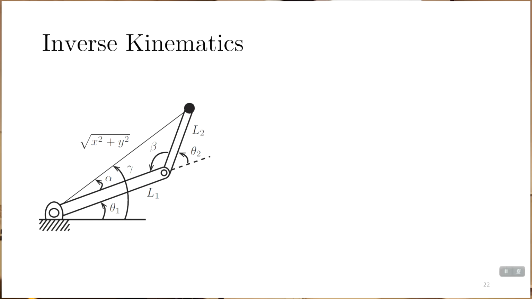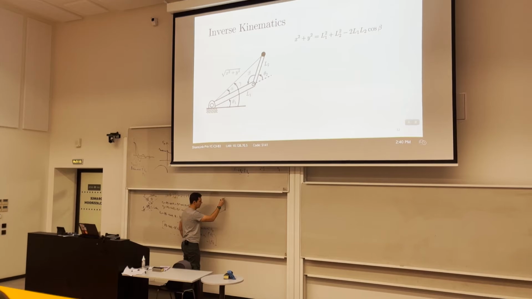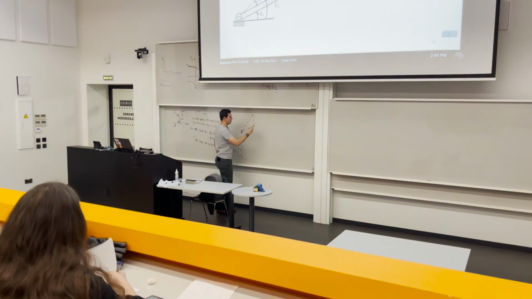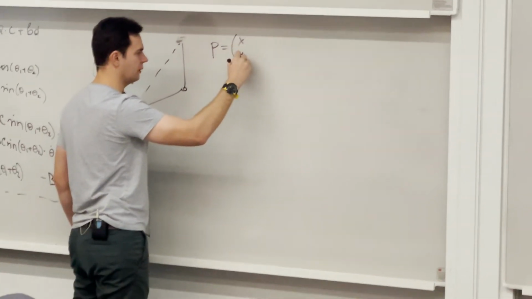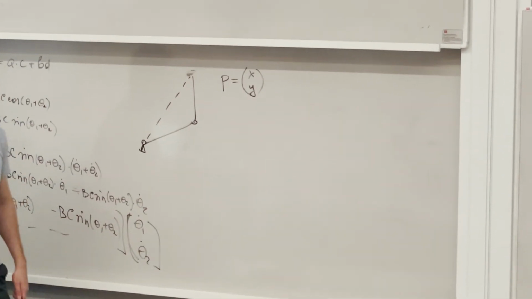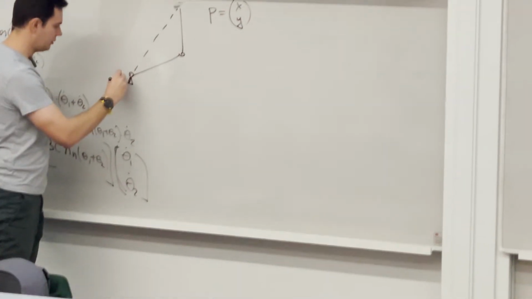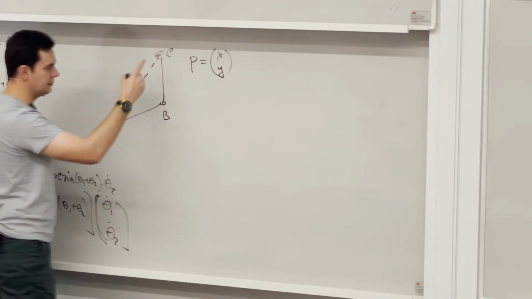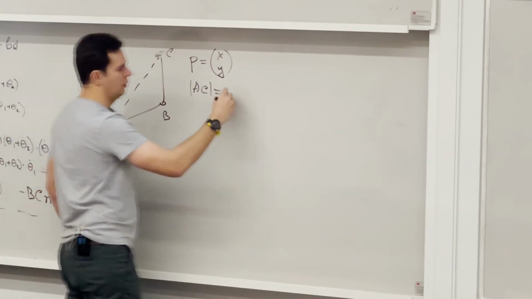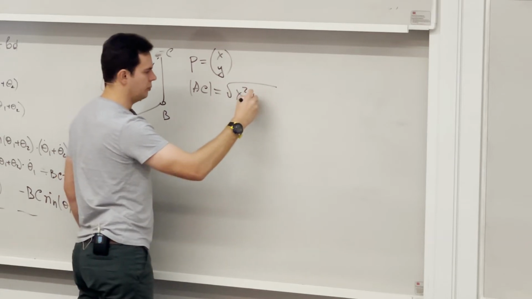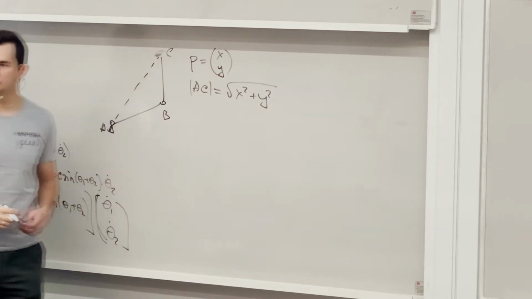So right here, we can do the following. Let's assume that this is our system. And you know the trajectory. Let us call P the trajectory that consists of x and y. Right? It means that you can compute AC. The magnitude of AC will be the square root of x to the power 2 plus y to the power 2, right?